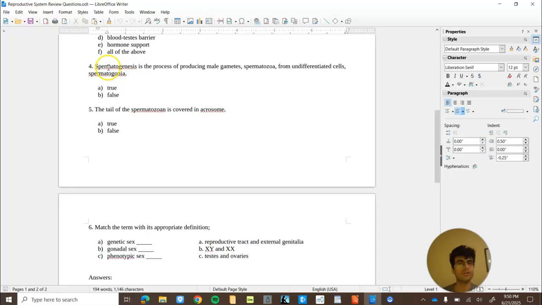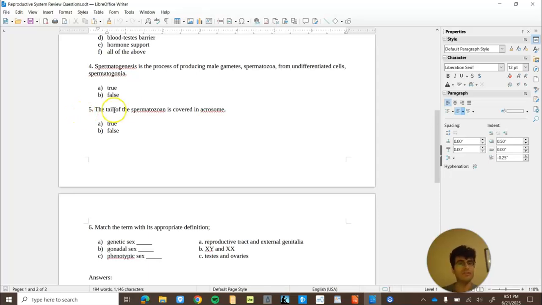Number 4, spermatogenesis is the process of producing male gametes, spermatozoa, from undifferentiated cells, spermatogonia. That's correct. It undergoes the process of going from spermatogonium to spermatogonia to primary spermatocytes, secondary spermatocytes, to the spermatids, to finally the spermatozoa or the sperm cells. So that is true.